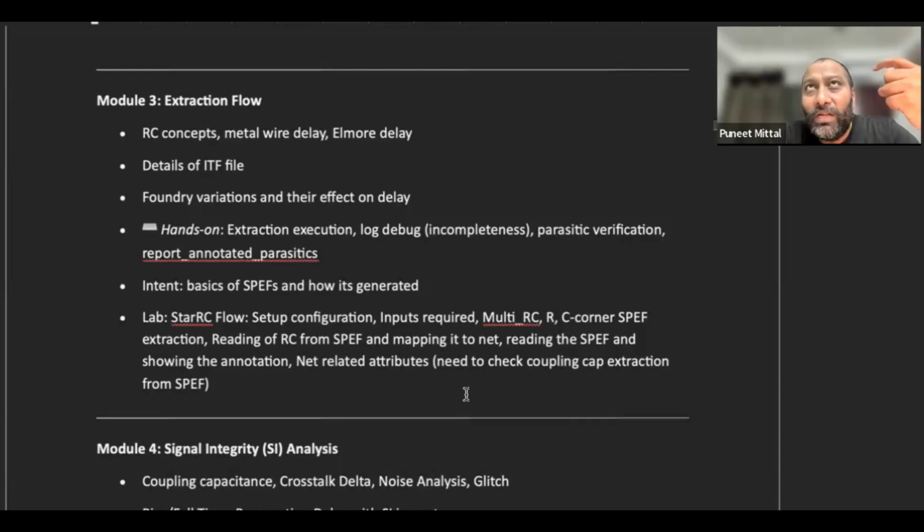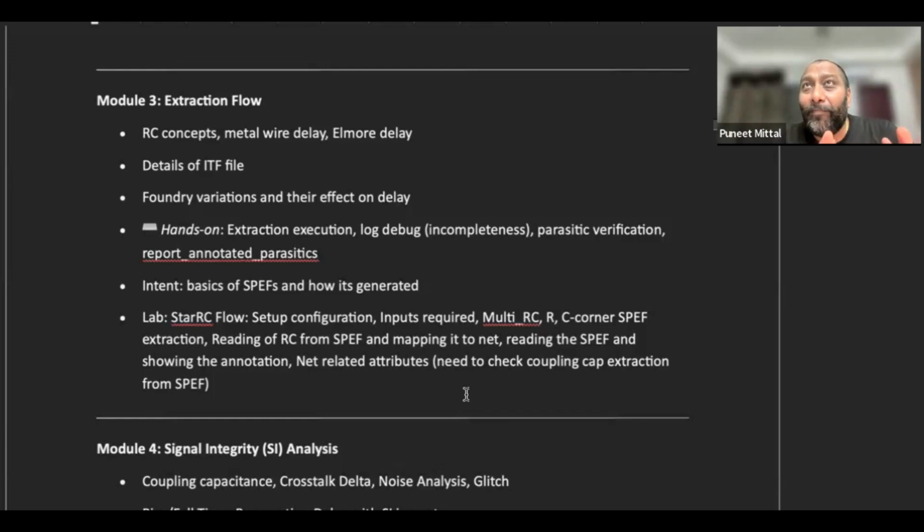There are other options. You can extract only R, only C. You can extract the coupling capacitance. Now, which coupling capacitance are we talking about? And the different corners. What corners are we talking about? There are parasitic extraction corners like typical, C best, RC best, C worst, RC worst. Those kinds of things we are going to discuss as part of the third module.